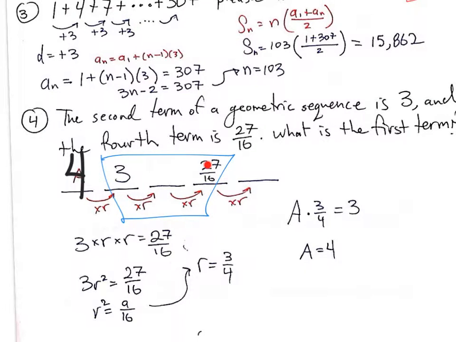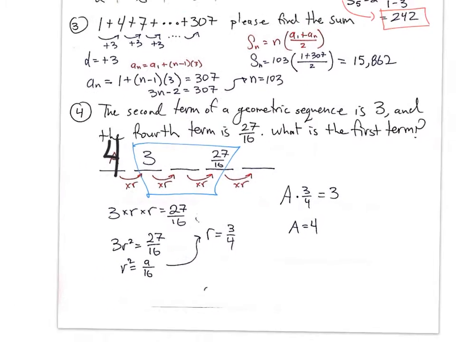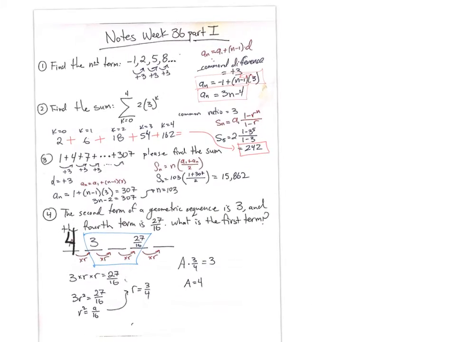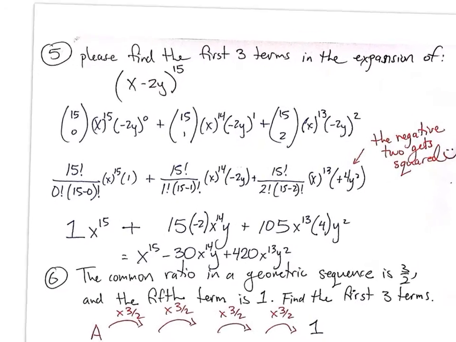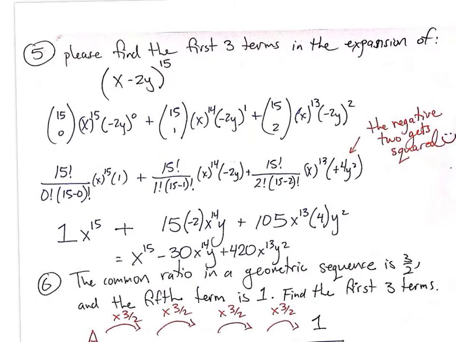A little tricky there because you see fractions and you expect a fraction here, but this times that fraction is 3. Page 2. Part 5. This looks like some Pascal's triangle stuff. Please find the first 3 terms in the expansion of.